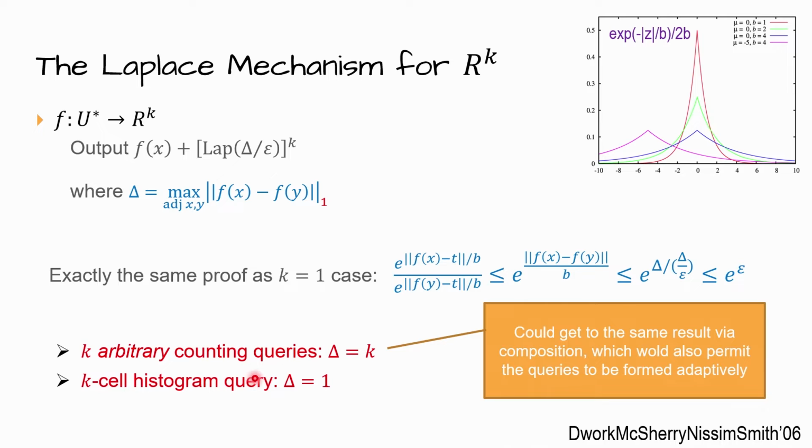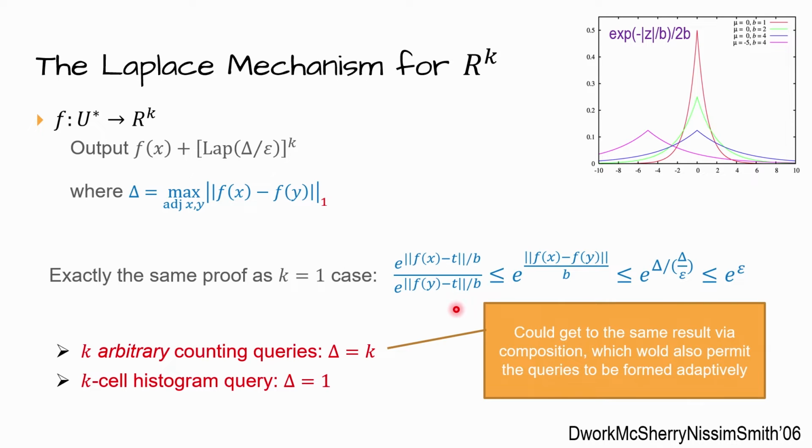Okay, now, good. So if you have k arbitrary counting queries and you want to be epsilon differentially private, then what this tells you is that you're going to need to add noise that is scaled to k over epsilon to each of the cell counts, to each of the counts, okay? There's another way of getting that answer.